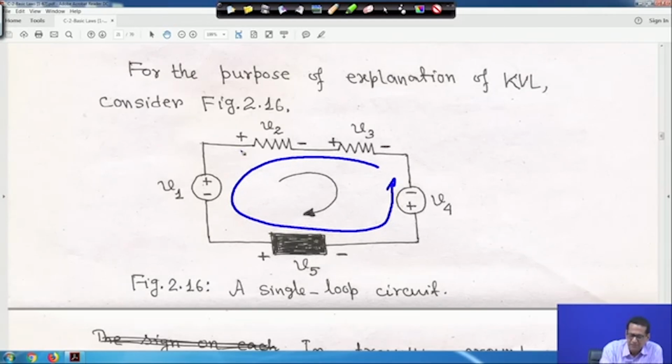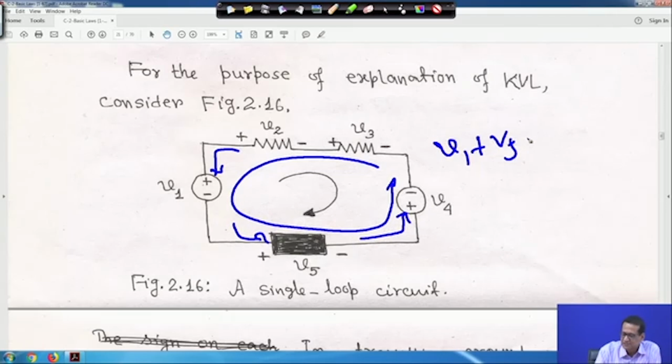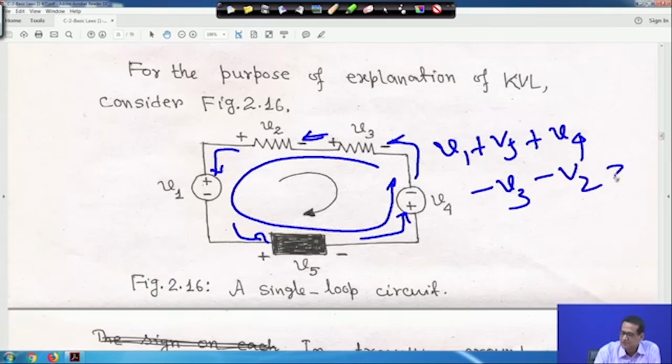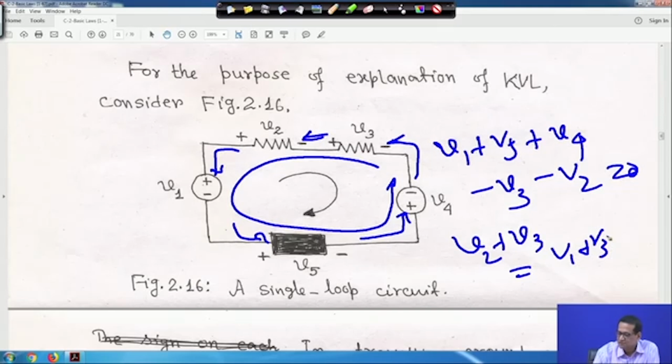So, if I move anti-clockwise, ultimately you will get the same thing. This is V1, you move like this, this is plus V5 because it is encountering the plus terminal, here also the plus terminal, this is also encountering the plus terminal because we are moving like this. So, this will be plus V4, then we are moving like this, encountering the minus sign first, so minus V3, and here also encountering the minus sign first, minus V2 is equal to 0. That means you get the same thing, V2 plus V3 is equal to V1 plus V5 plus V4, whatever we got. So, let me clean it.